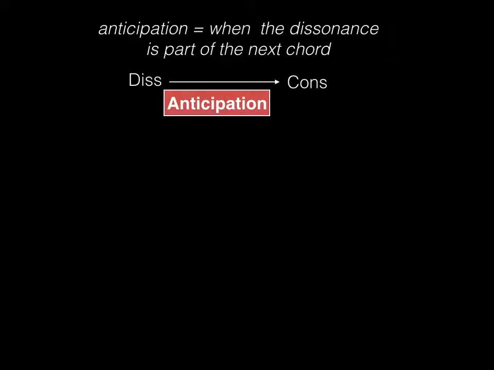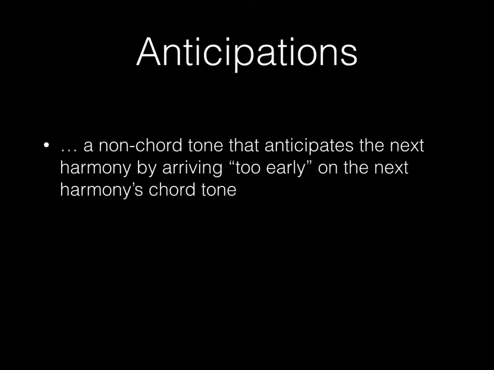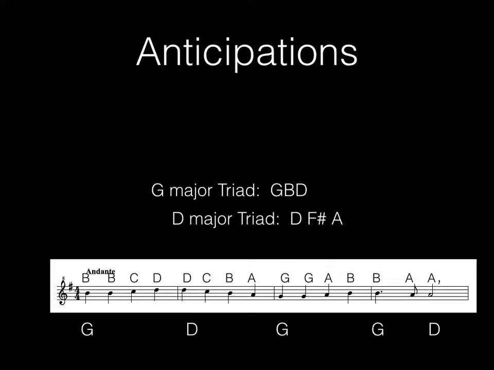Now there's one more dissonance type, and that's the anticipation. The anticipation is when the dissonance is part of the next chord. So you have the dissonance and then you repeat it, and once you've repeated it, it becomes a consonance. So anticipations are a non-chord tone that anticipate the next harmony by arriving too early on the next harmony's chord tone. So something like this will give us an anticipation.